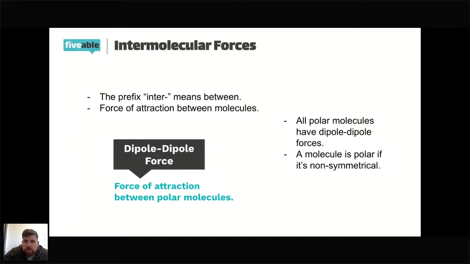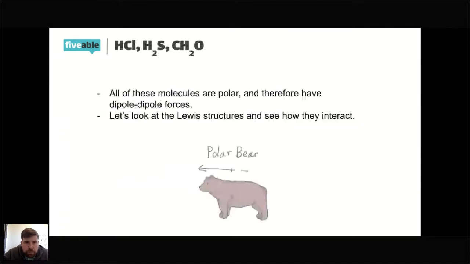So what I want to do is this. I'm going to quickly look at some examples of polar molecules. What we have here is hydrochloric acid, or hydrogen chloride. We have H2S, which is hydrogen sulfide. And then we have CH2O, which is formaldehyde. All of these molecules are polar molecules. And therefore, if you were to draw an HCl molecule compared to another HCl molecule, you'll be able to see that there's going to be an interactive force between them. And once again, we call that a dipole-dipole force.